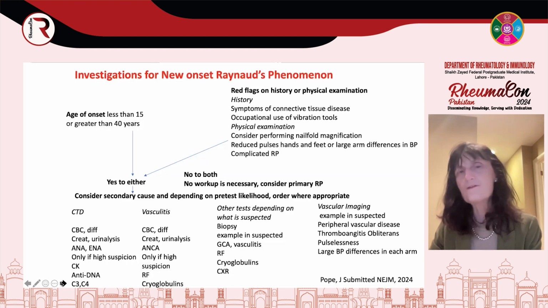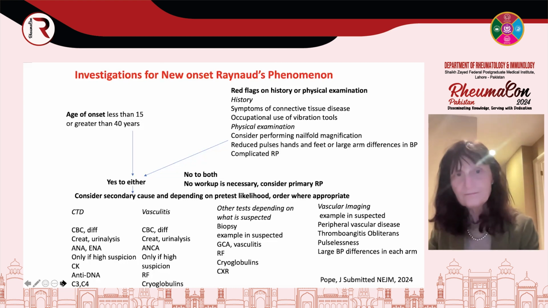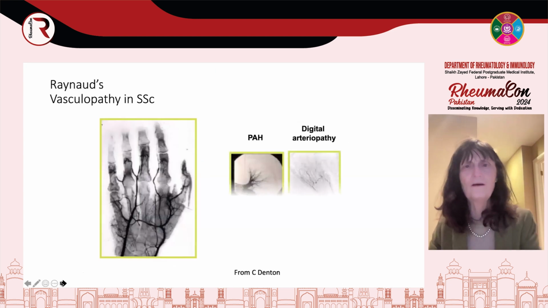So you want to also say, are there any red flags on the history? So symptoms of connective tissue disease, occupational injury, but then you don't do the blood test workup, you say it's secondary to their occupation. Physical exam, especially the nail fold capillaries, but puffy fingers, etc. So this is just an algorithm you might think about of who would you work up.